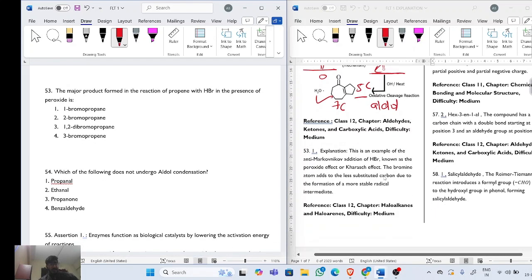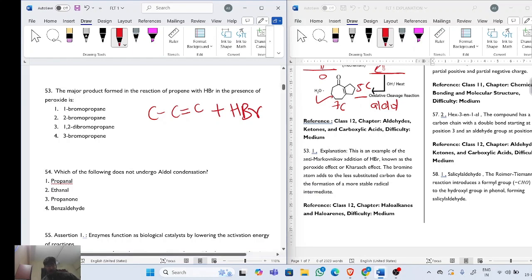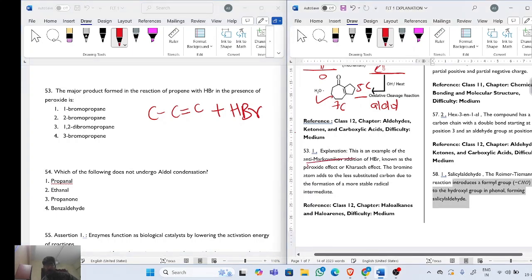Now question number 53. The major product formed in the reaction of propene with HBr in presence of peroxide. We are given propene, meaning carbons 1, 2, 3 and propene. Now reaction with HBr. Propene on reaction with HBr: the H will leave from HBr and Br will attach to one of the carbons, and this can be determined by the anti-Markovnikov rule here.